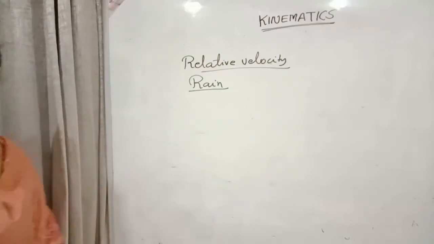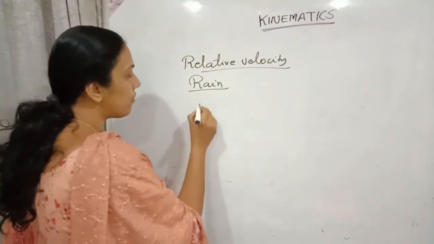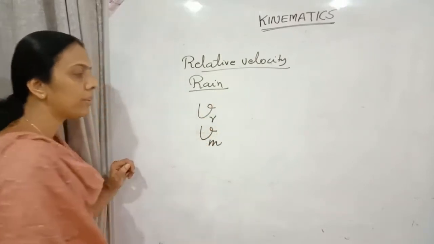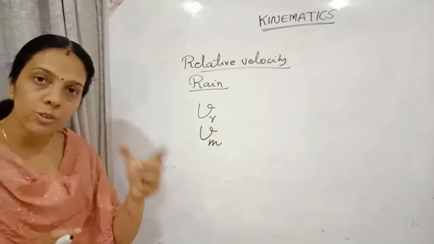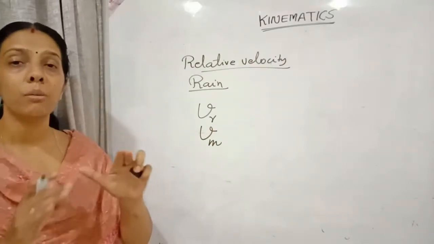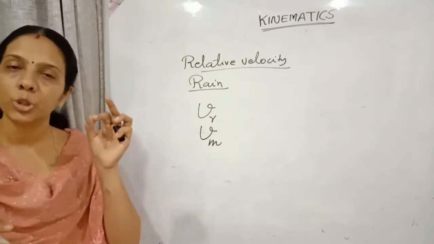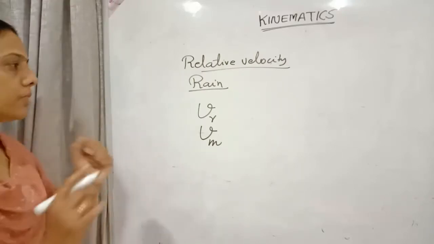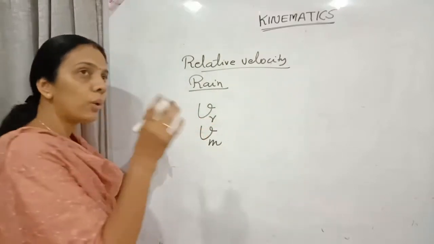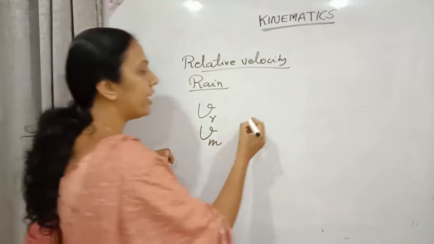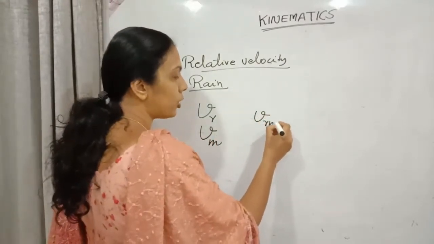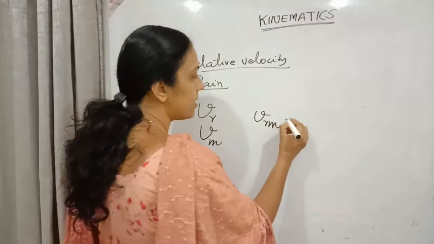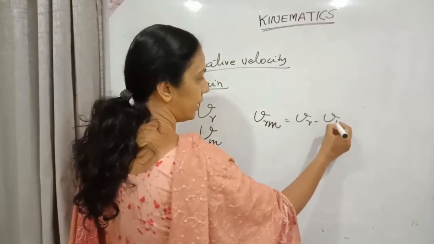How will we be solving this one? So here, velocity of rain, I am taking it as VR. Velocity of man, I am taking it as VM. Both are moving, rain also moving and man also moving. Then we should hold the umbrella in the direction of relative velocity. For that, we should find the relative velocity of rain with respect to man, and just opposite to that direction we should hold the umbrella. That is VR minus Vm.